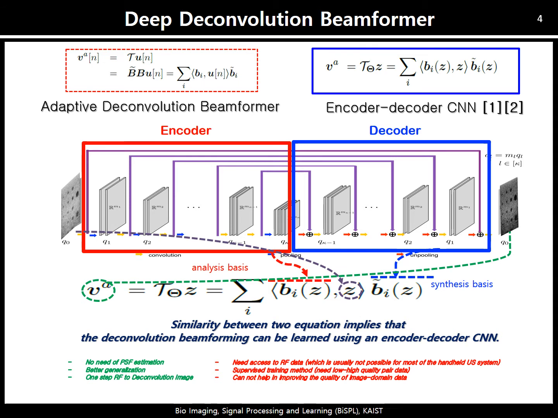However, for many portable systems, access to the channel data and high quality label images is not available. Therefore, we provide a method which is based on image to image deconvolution. And the proposed deep deconvolution model can be trained in an unsupervised manner without any paired reference data. So we can get a high quality image from a low quality image, and we can train a model without any RF data or paired images.